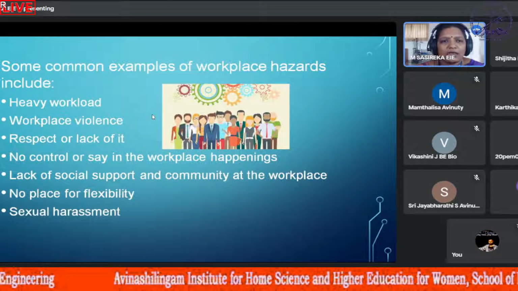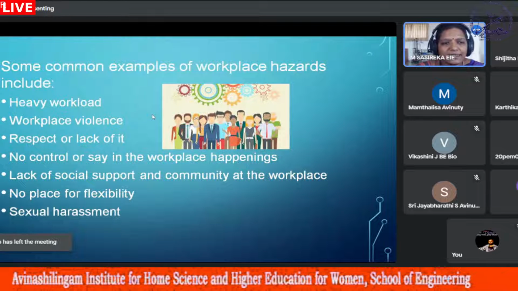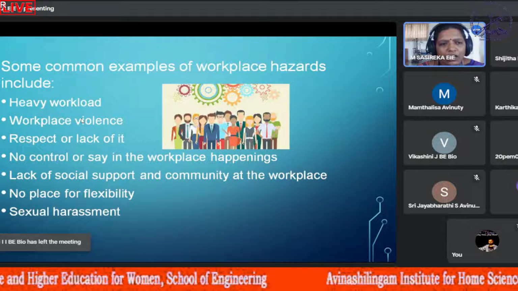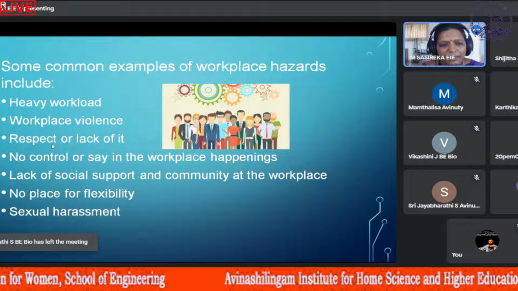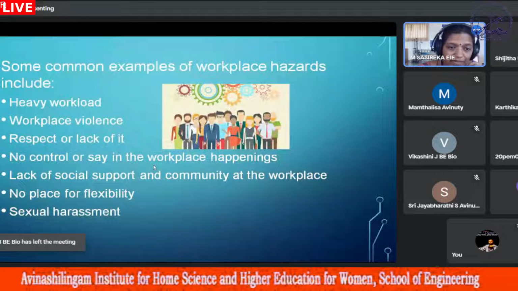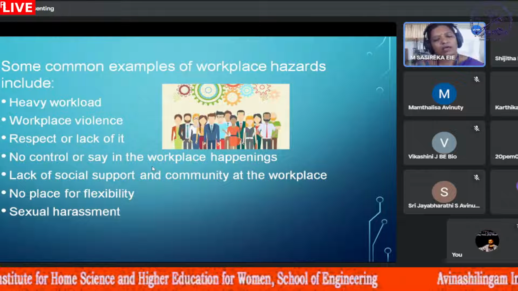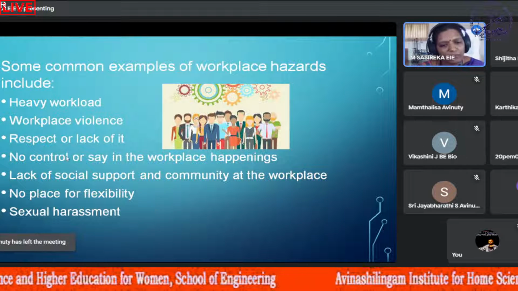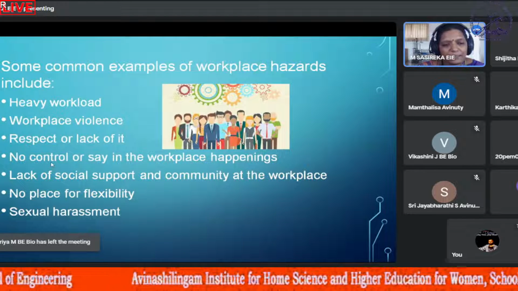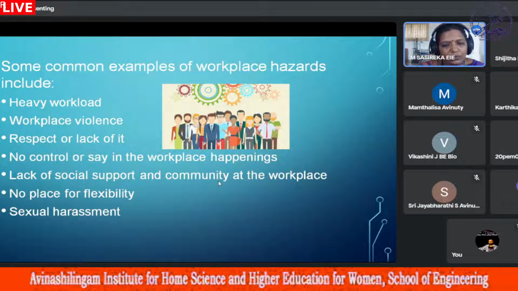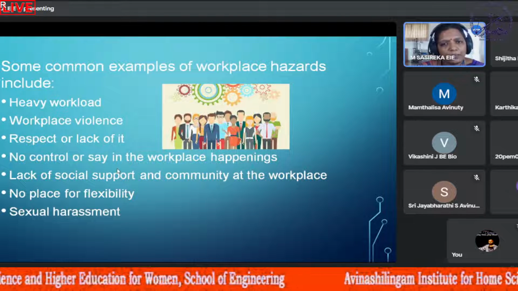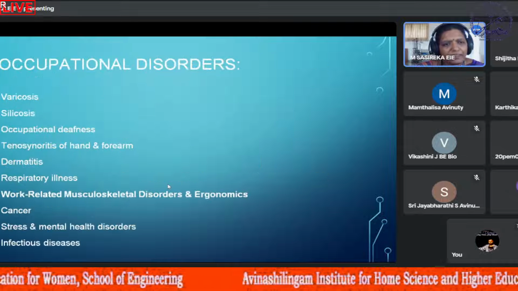So these are the six categories of occupational hazards. Some more workplace hazards include heavy workload, workplace violence, lack of respect, and no control or say in workplace happenings. If you don't have the right to voice your feelings to anybody in the work area, that will also create stress. Also lack of social support and community at the workplace, no flexibility, and sexual harassment. These are some of the workplace hazards that we will face.